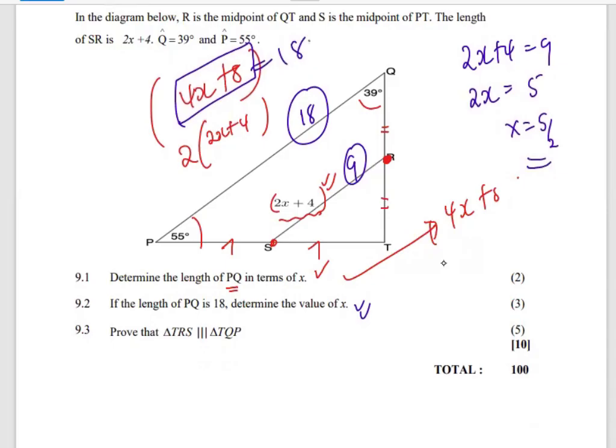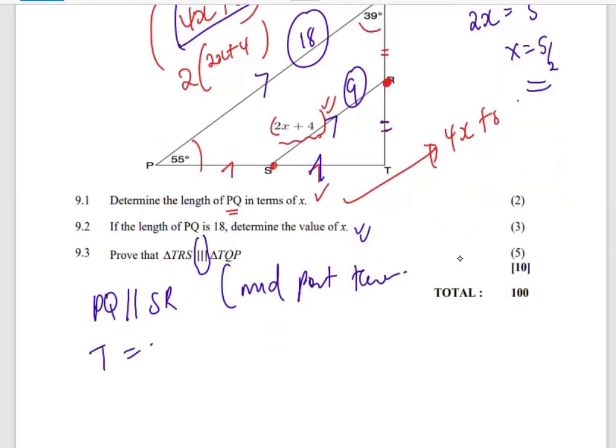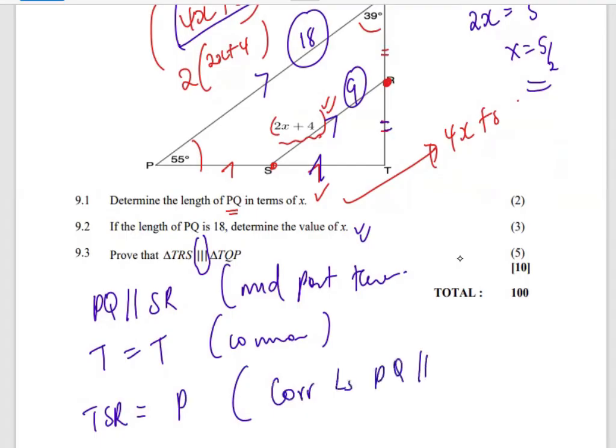Then can we prove that TRS is similar to TQP? Now, if this is the midpoint theorem, automatically these two lines will be parallel. That's the first thing we need to say. PQ is parallel to SR. Reason, midpoint theorem. And if that is true, it simply means that T is the same as T, which is common for both triangles. And then we can say that angle TSR is going to be the same as angle P. Reason, those are corresponding angles because PQ is parallel to SR.